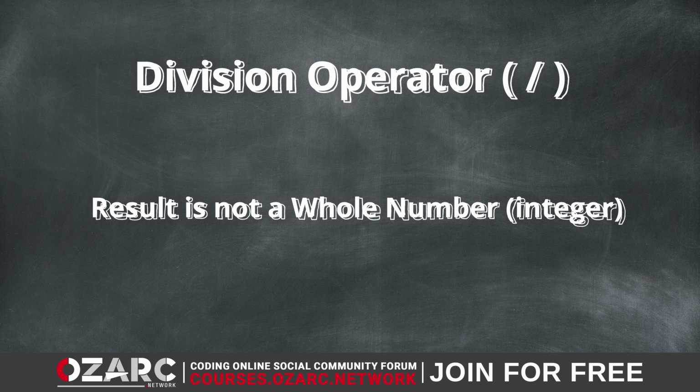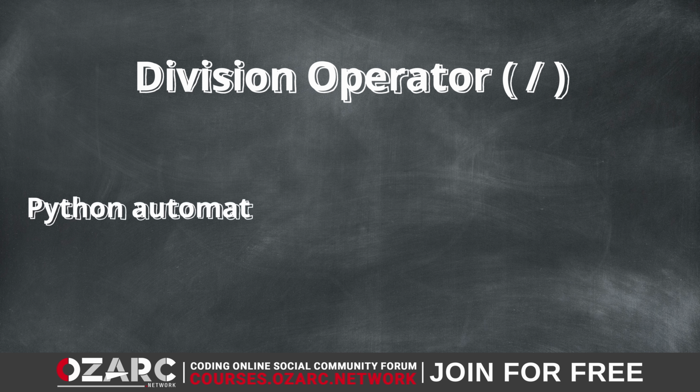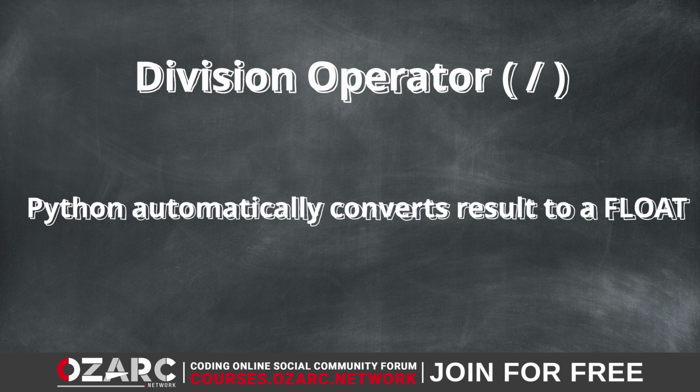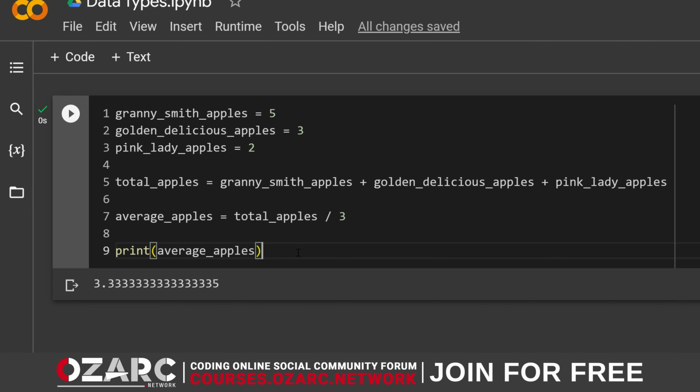Notice that the result of the division operation is not a whole number or integer, but instead a decimal value. This is known as a floating point number, and we are going to look at this data type next. As a side piece of information, Python automatically converts the result to a float when the result is not a whole number. This is an example of Python's dynamic typing feature, which automatically determines the data type based on the context. We can confirm this using the type function.